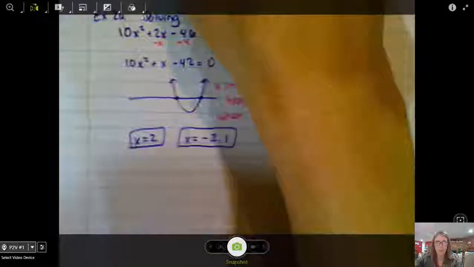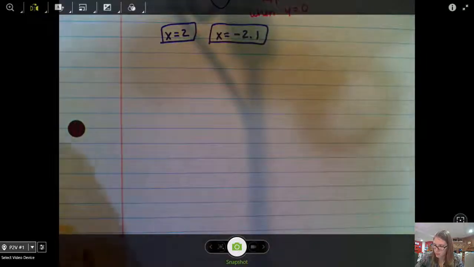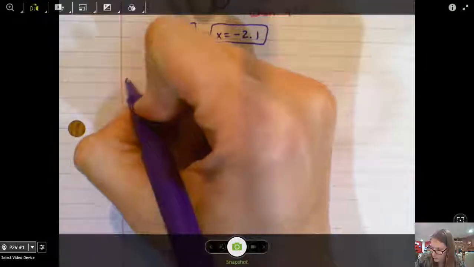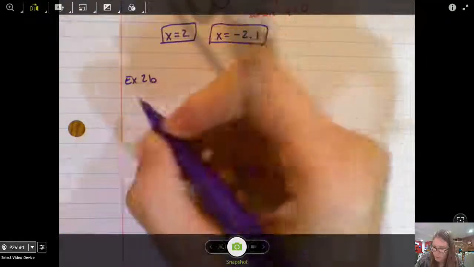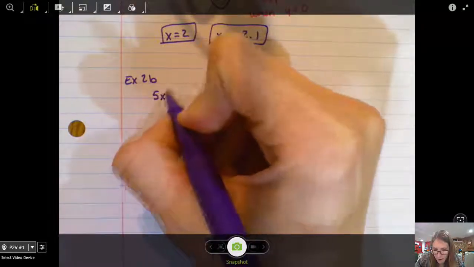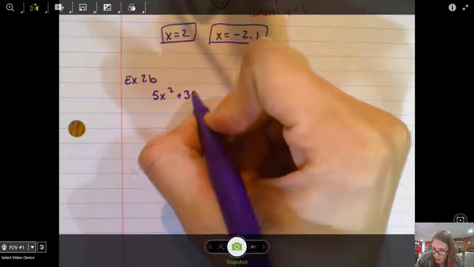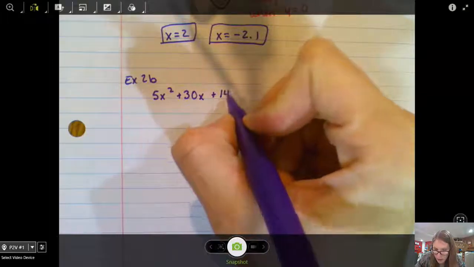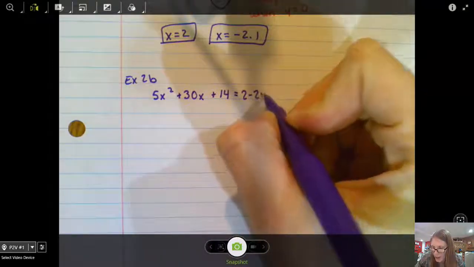Okay, let's do another example where we are solving with our table. Example 2b. And let's solve 5x squared plus 30x plus 14 equals 2 minus 2x.